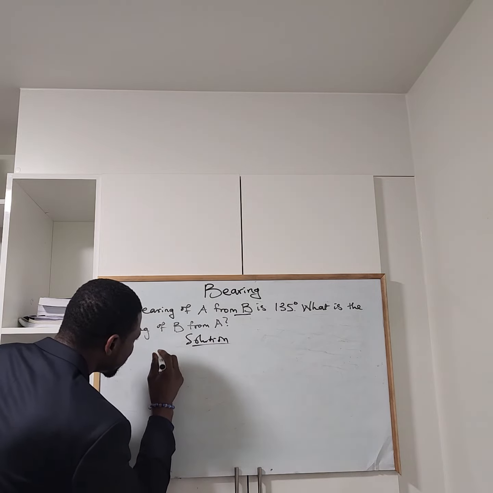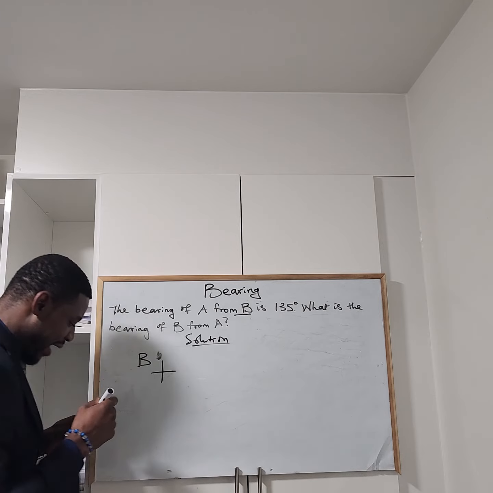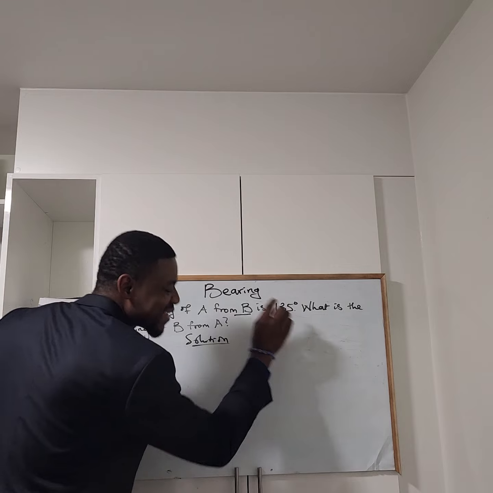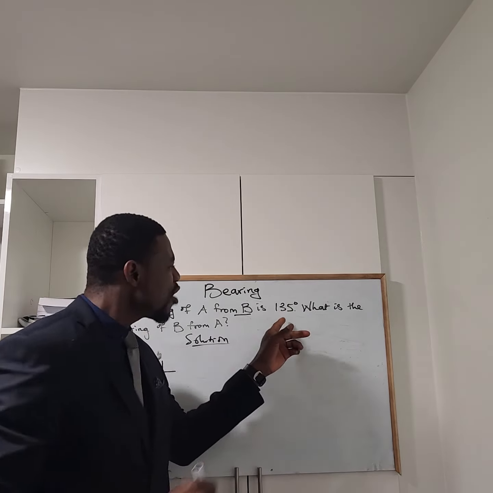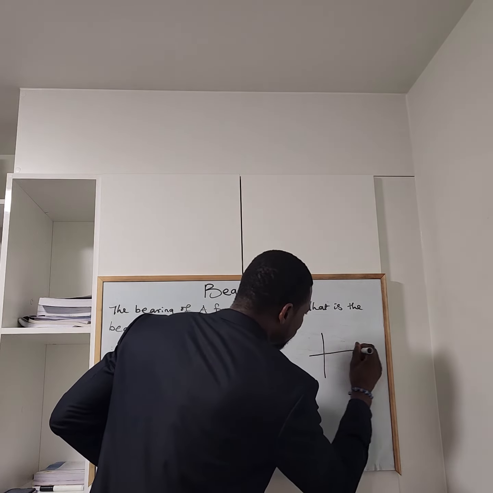Now, this is your B. This is the point B. A is coming from B on what bearing? 135. All right? Before I go here, let's look at the four quadrants.